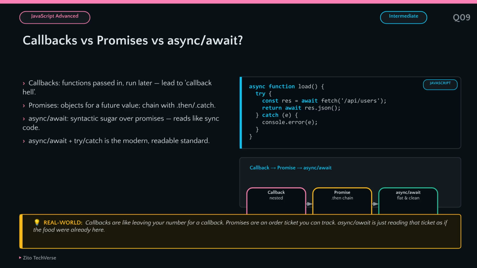That's the modern standard. The analogy: callbacks are leaving your number for a callback. A promise is an order ticket you can track, and async/await is simply reading that ticket as if the food were already in front of you.